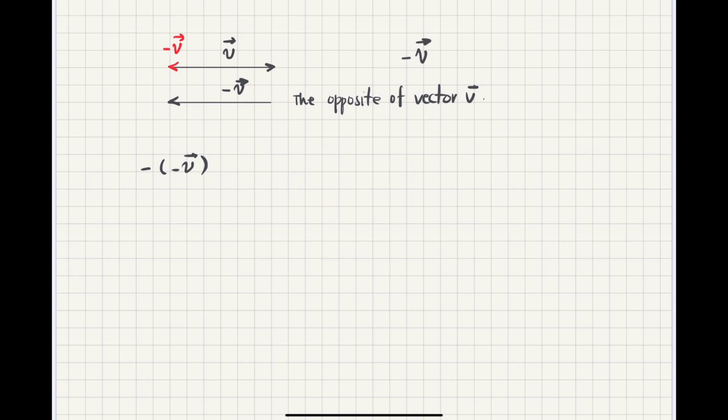If I ask you why, you shouldn't say that this is trivial because minus minus 2 is 2. The same reason will tell me that minus minus a vector is the vector. You need to imagine that minus minus a vector is the vector itself.